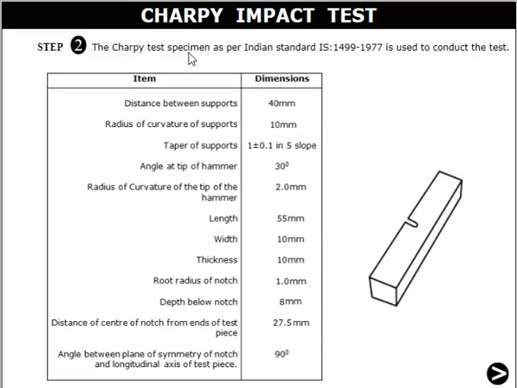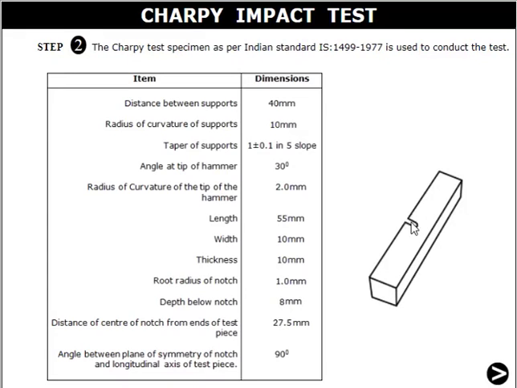Second step: the Charpy test specimen as per Indian standard, IS 1499 of 1977, is used to conduct the test. This is the actual specification of the sample used for the Charpy test. The length of the specimen is 55 mm, the width is 10 mm, and the thickness is 10 mm. The standard specification for the sample is 10 by 10 by 55, so the cross section is 10 by 10 and 55 mm is the length.